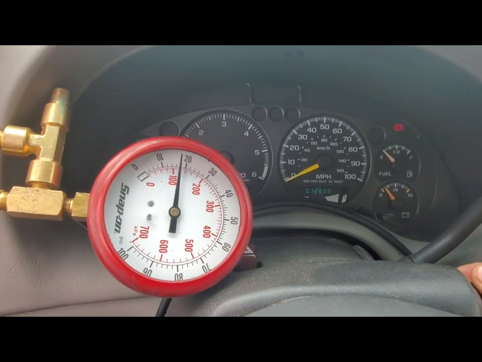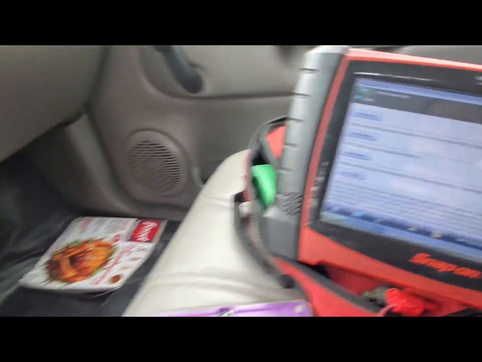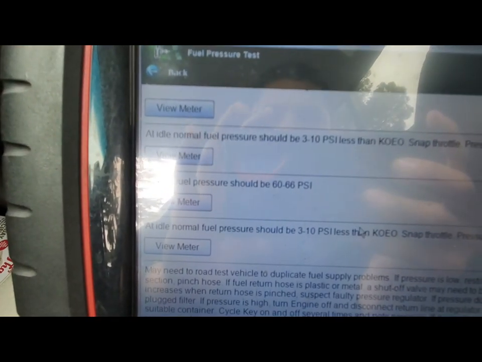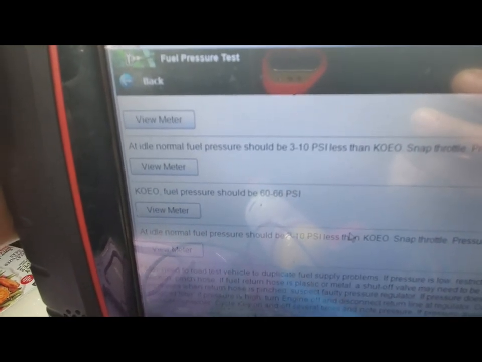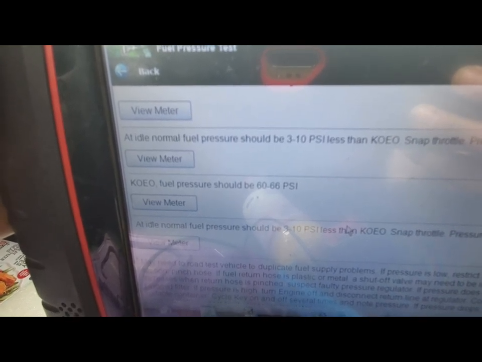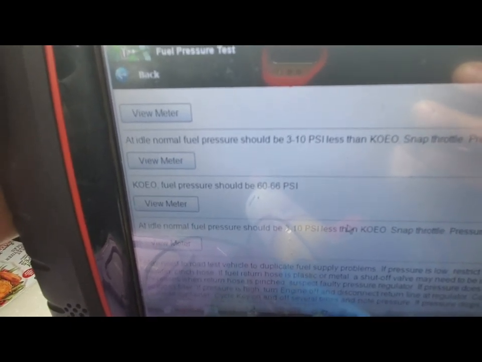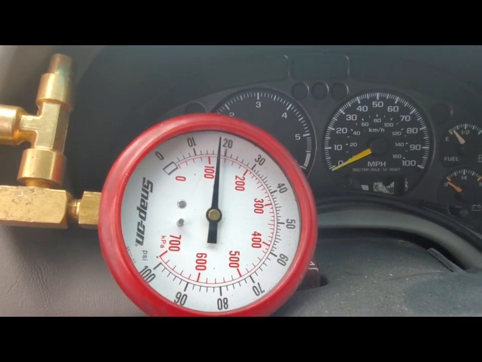You can see the max it can build is about 20 PSI. Very low fuel pressure. So now the specifications are telling me it should be in between 60 to 65 PSI. So we only have 20. At this point, I have to go and check powers and grounds to the fuel pump. That's the next step, because we are only building about 20 PSI. So barely nothing.